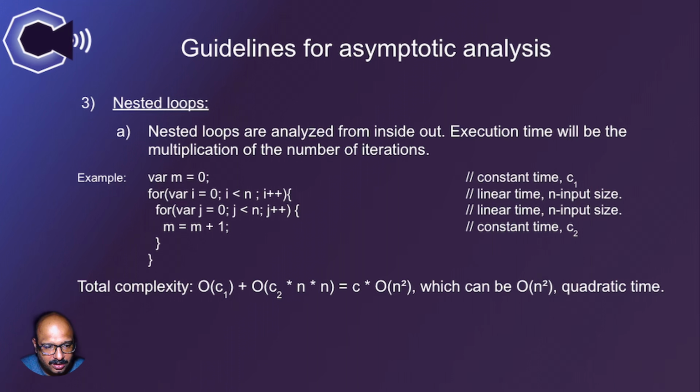So we can say total complexity is O of C1, which is the outermost statement, plus O of C2 into n, which is equal to C into O of n square. We approximate it to quadratic time. So this loop will execute in quadratic time. By quadratic time, what we imply is that whenever the input size n increases, the time also increases quadratically. So that's what asymptotic analysis tells us.